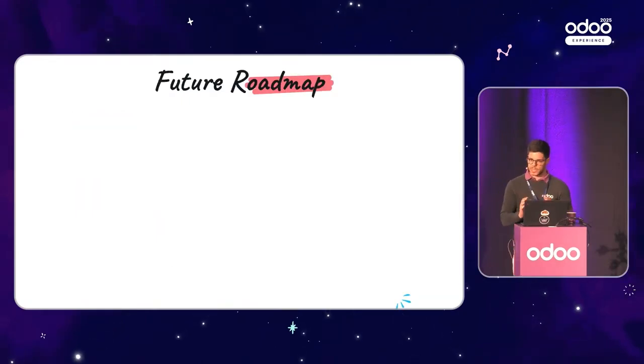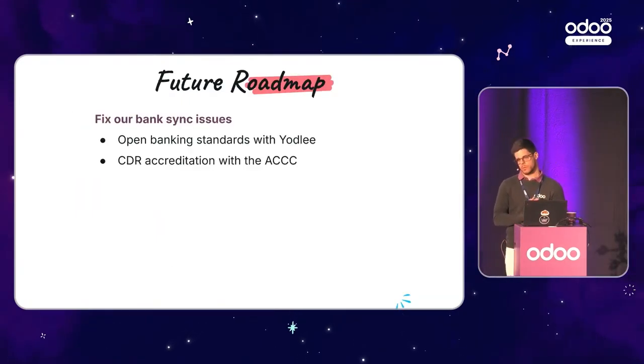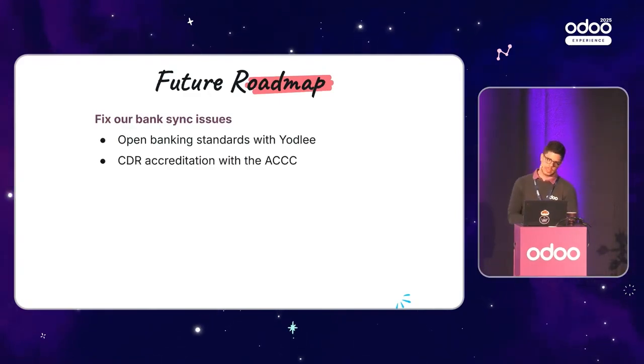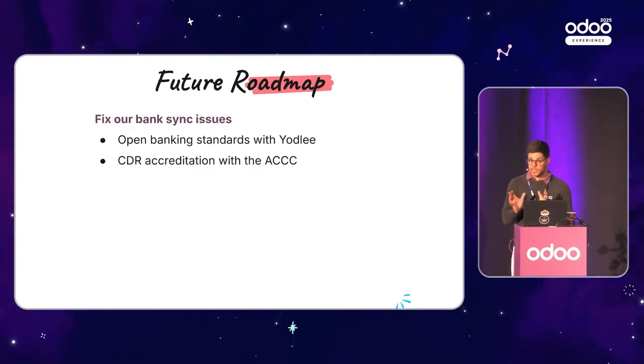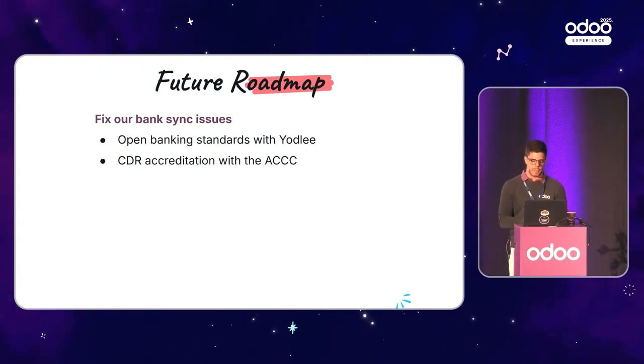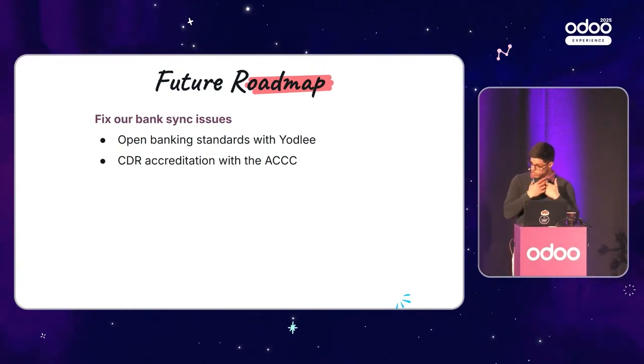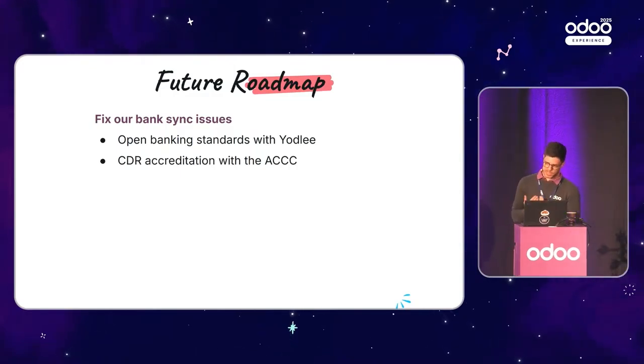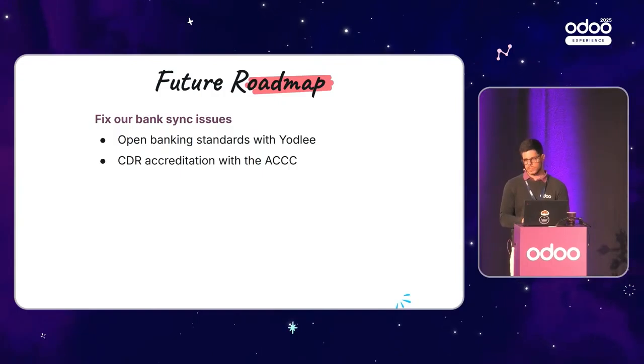Future roadmap, what exactly are we working on? Of course, our utmost priority is obviously to fix our banking issues. This is something that is very complicated and I would say even a little politicized in Australia. We're working on two different aspects. First of all, open banking standards with Yodlee. And we're also looking at a separate provider because things have been taking a lot of time. So this is one of our priorities right now.